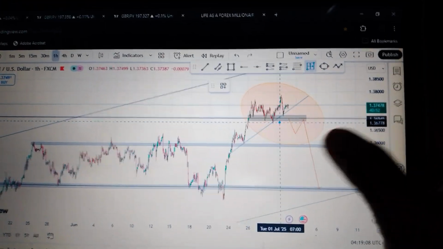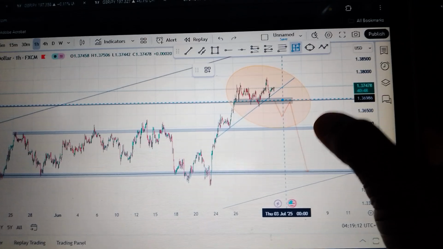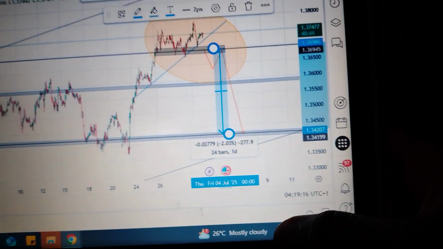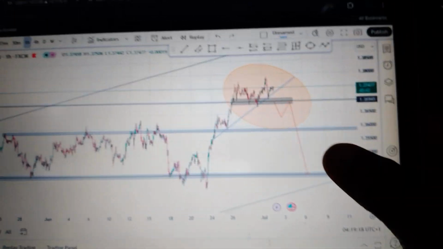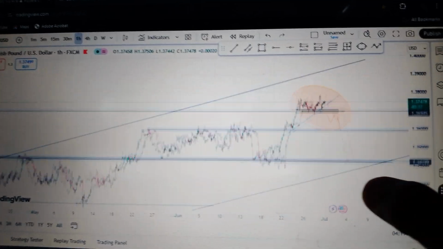This should be about a 100 or 150 or 200 pip move from here to, oh wow, it's almost 300 pips. Can you imagine, bro? That's crazy. So that is almost 300 pips. That's what I'm looking to gain.